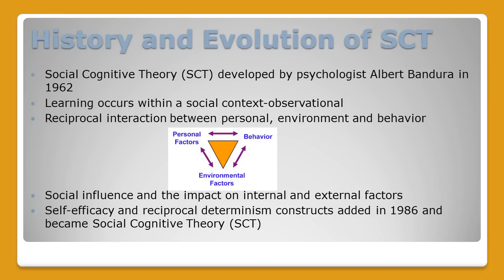And finally, in 1986, the self-efficacy construct was added, as well as reciprocal determinism. I will discuss those constructs later in the presentation. But please keep in mind that social learning theory was heavily based on behaviorism and operant conditioning, while social cognitive theory includes elements of both behaviors and cognitive approaches.